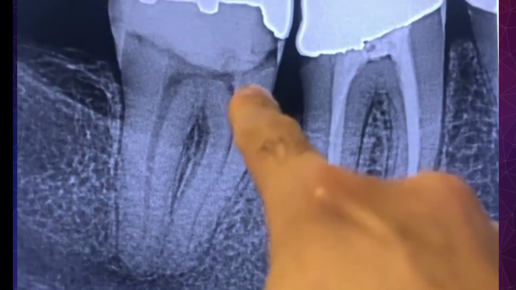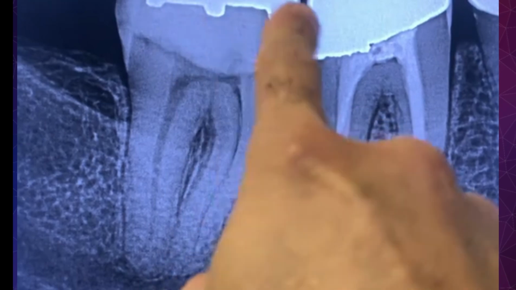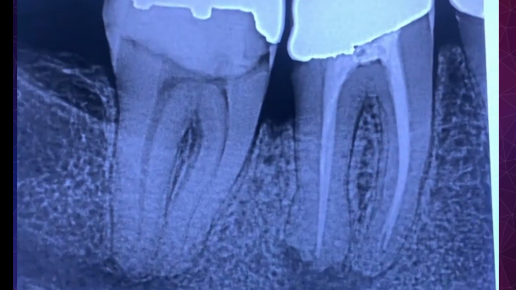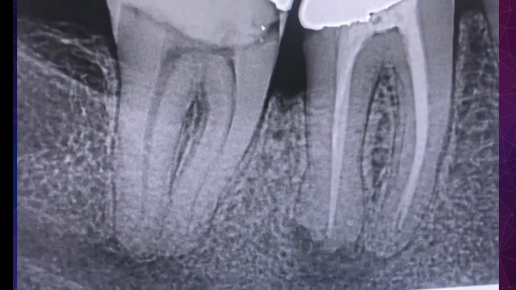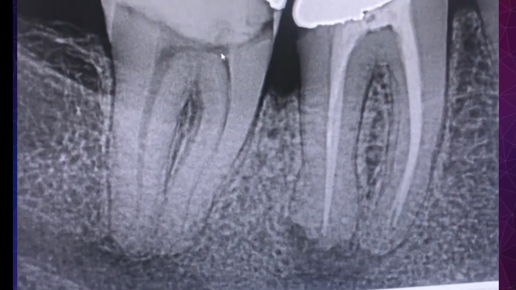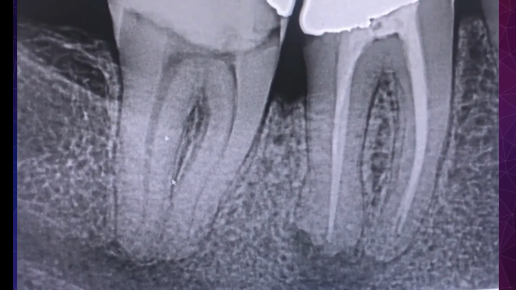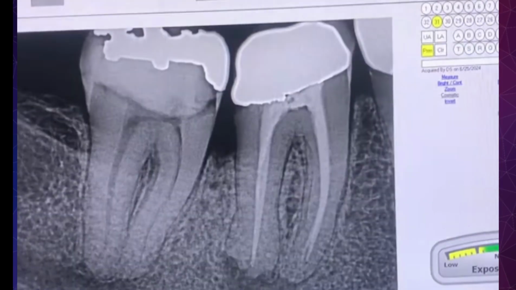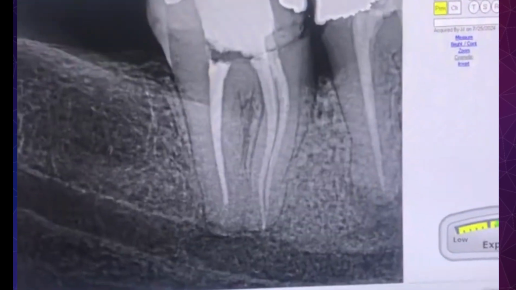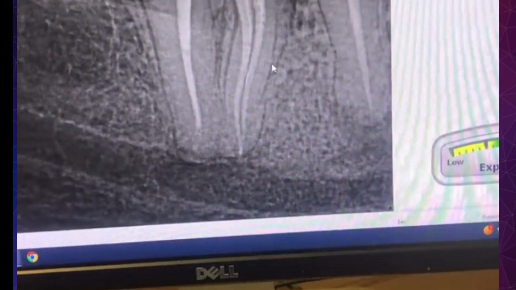So I went through the amalgam on the occlusal. These were 24 millimeter long roots. The mesials were 24 millimeters, and the distals were 22 millimeters. And take a look. And as you can see, everything went great.